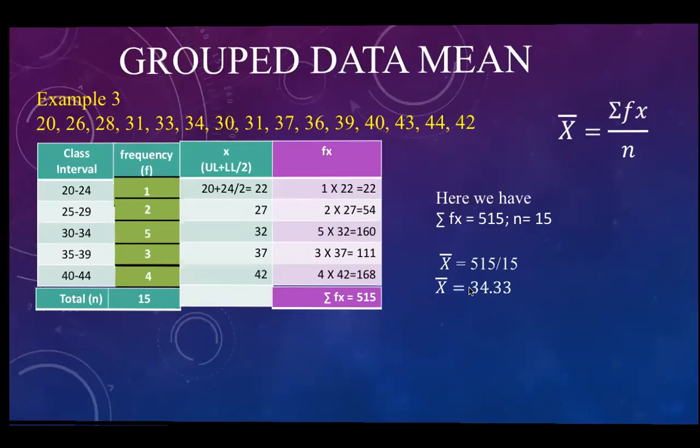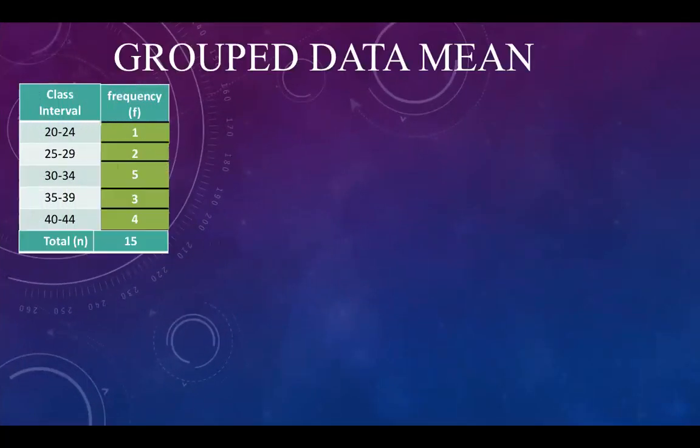Okay, let us take the same example and calculate with the shortcut formula. The shortcut formula is the assumed mean formula. First we have to choose the assumed mean. For that, we have to have the midpoints of the class intervals.